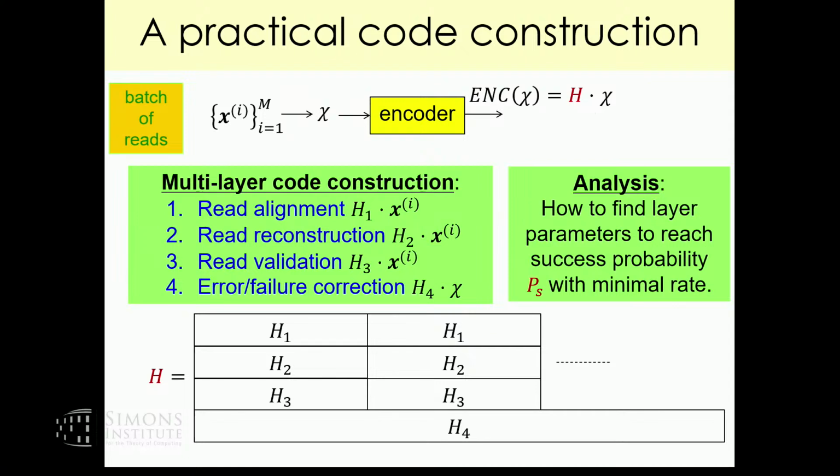We do have a solution to the problem in the form of code construction with 4 layers. I will not get into what each layer does, but the interesting part is the analysis. Each layer has some parameters, and we want to analyze and optimize those parameters to get the p-success that we want at a low rate, the lowest rate possible. I was tempted to talk about that, but because you are a special audience of theoreticians, instead of talking about a solution that we have, I'll talk more generally about the problem that we have.